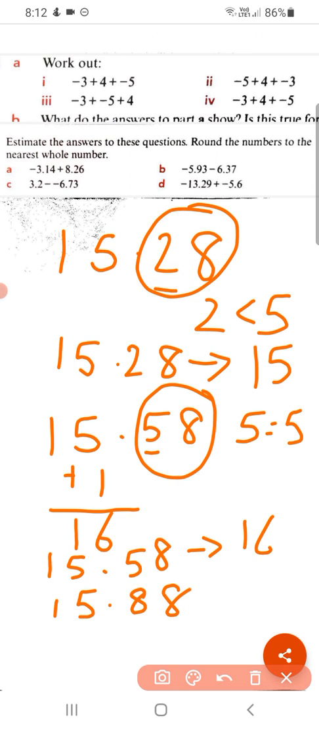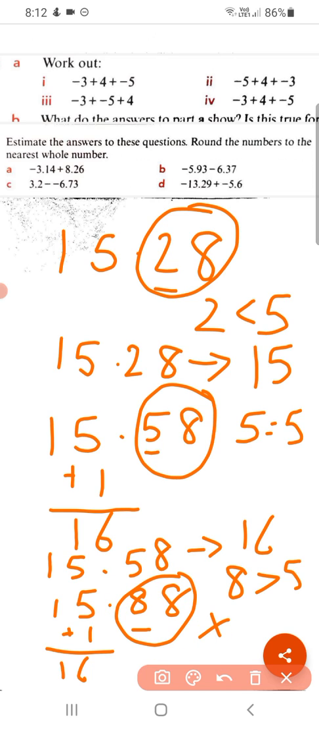So 15.88. Which is the digit in the 10th place, children? 8. 8 is greater than 5. So add 1 to the digit in the ones place. 15 plus 1, 16. So 15.88 becomes 16. Remove this part. Okay. So children, if you are rounding a number to the nearest whole number, check the 10th place. 10th place means the digit after the decimal point.